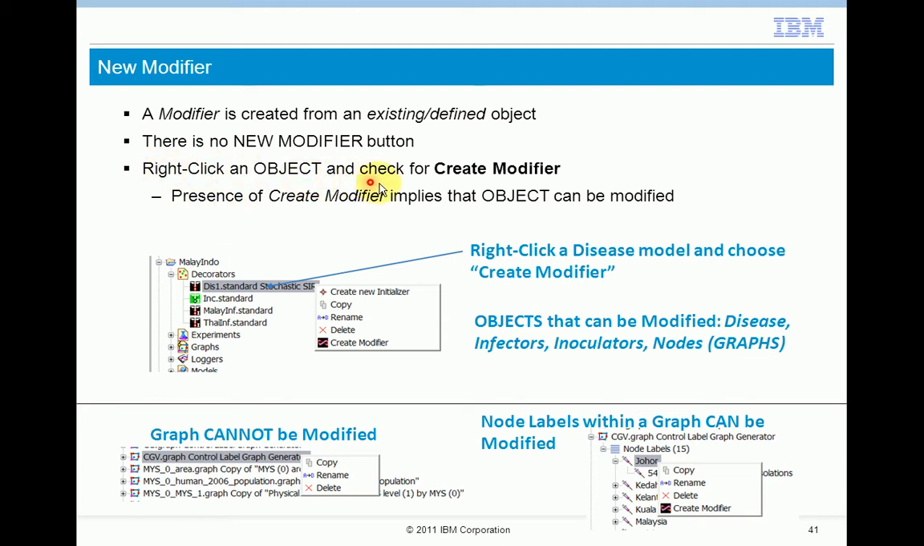Okay, for example, you can create a new modifier. And how do you create a new modifier? You right click on object and then check for create modifier.